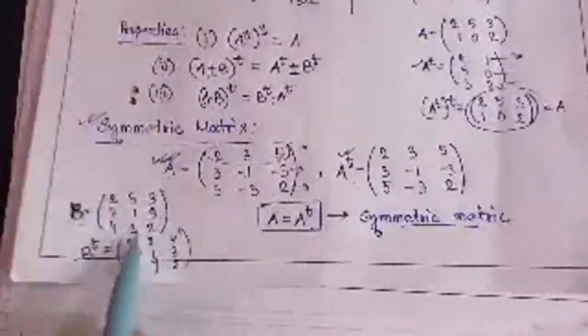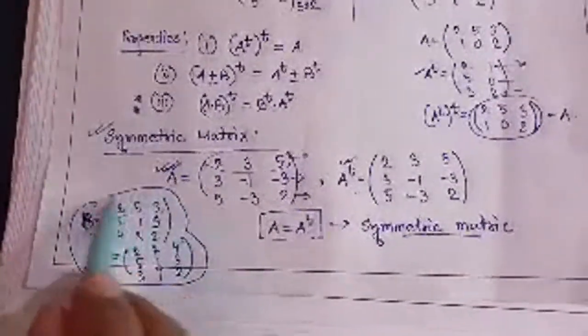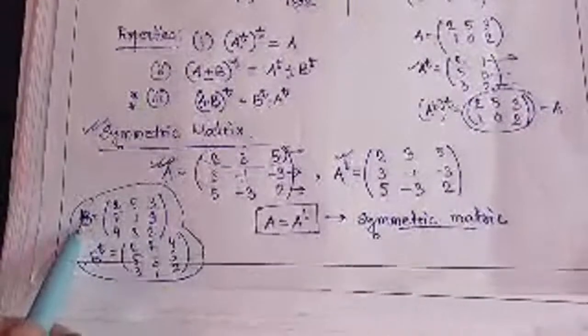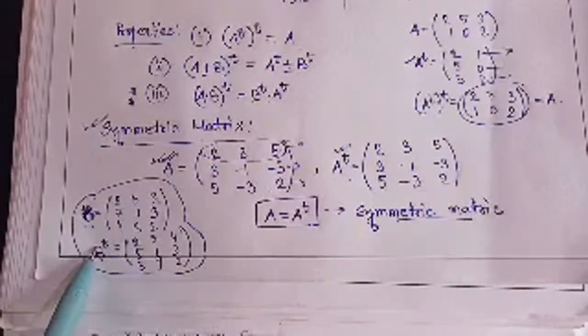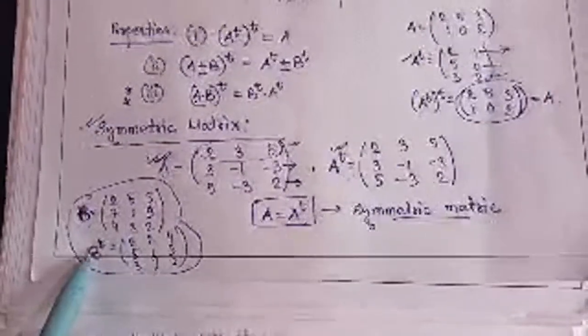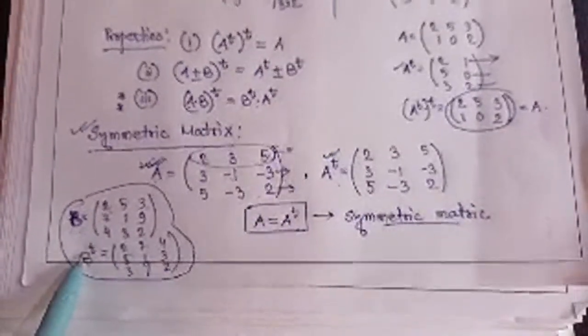Now see here, B and its transpose, these two matrices are not the same, so we can say B is not a symmetric matrix. If it is a symmetric matrix, then after taking its transpose it should be the same, it should be invariant, it should be unchanged. So there is a speciality of the matrix, right? That is why such matrices are known as symmetric matrices.